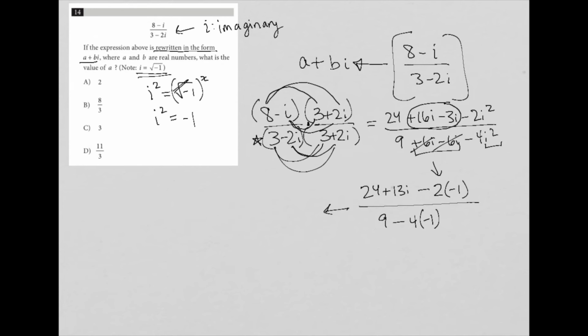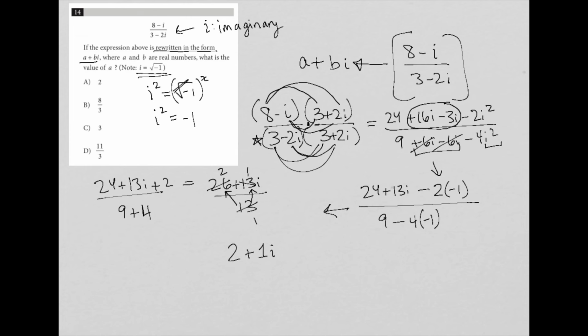So continuing to simplify this, just for space, I'd have 24 plus 13i plus 2, which is the same as 26 plus 13i. And on the bottom, I'd have 9 plus 4, which is the same as 13. Then I can simplify this, right? So I can reduce this fraction because 13 goes into 26 and it goes into 13. So 13 goes into itself 1 time. 13 goes into 26 2 times. 13 goes into this 13 1 time. So what I'm left with is 2 plus basically 1i.